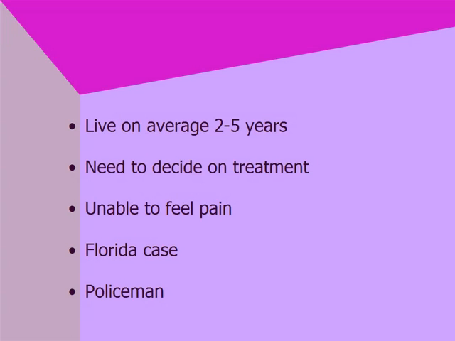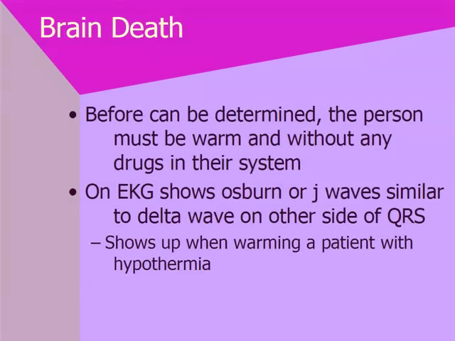And there are other stories in the literature of people who have had traumatic injury that do respond eventually. But the non-traumatic don't do quite as well. Brain death. Before somebody can be determined brain dead, the person must be warm and without any drugs in their system. On EKG, as they're being rewarmed, they'll show Osborn or J waves, that are similar to the delta wave on the other side of the QRS. They show up when you're being rewarmed for somebody who's in hypothermia. But once they're rewarmed, then you can make a determination of whether they're dead or not.